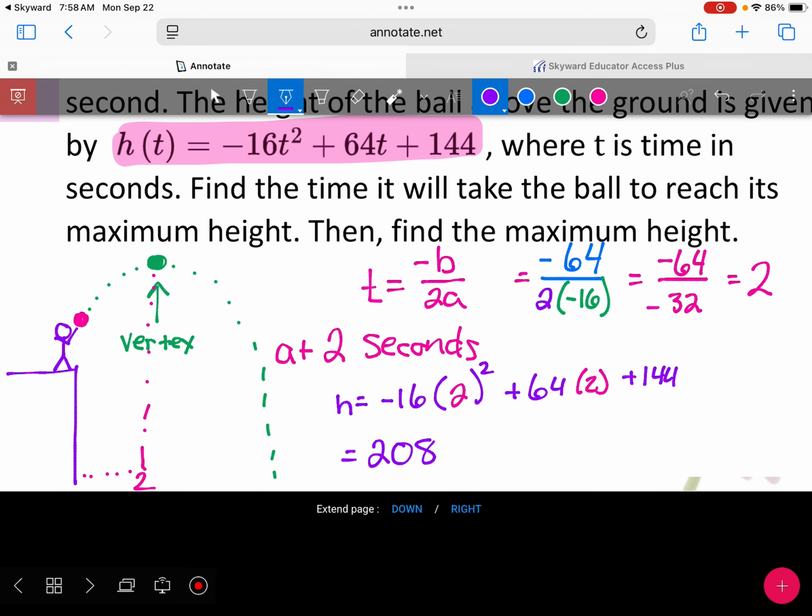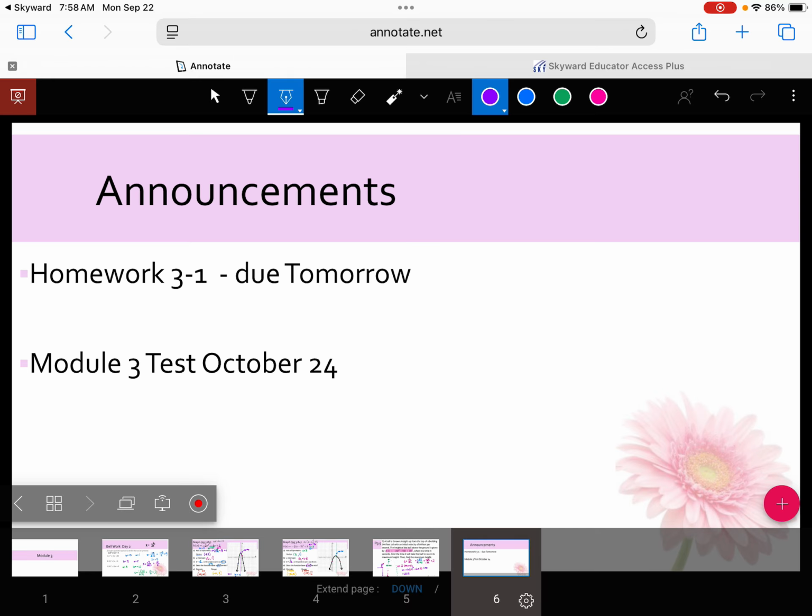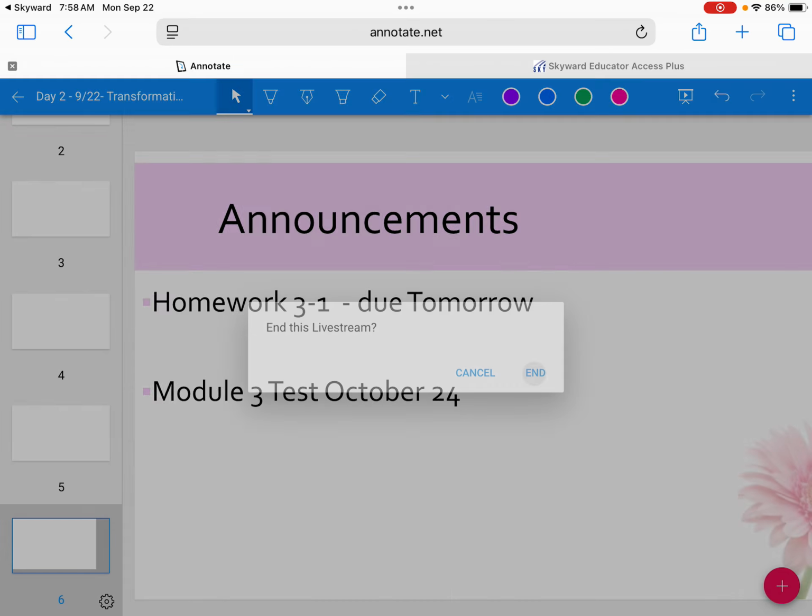Okay, so on the back of homework 1, there is a story problem. And in fact, there are 2, where we're trying to figure out that maximum. Okay, finding maximum means finding vertex. So, homework 3-1, I'm going to get announcements up.